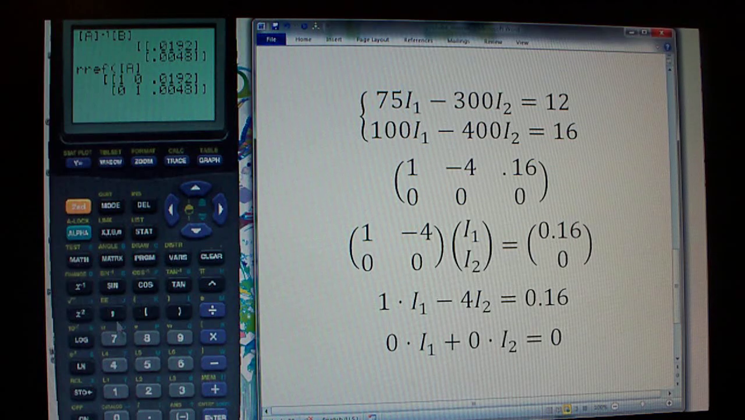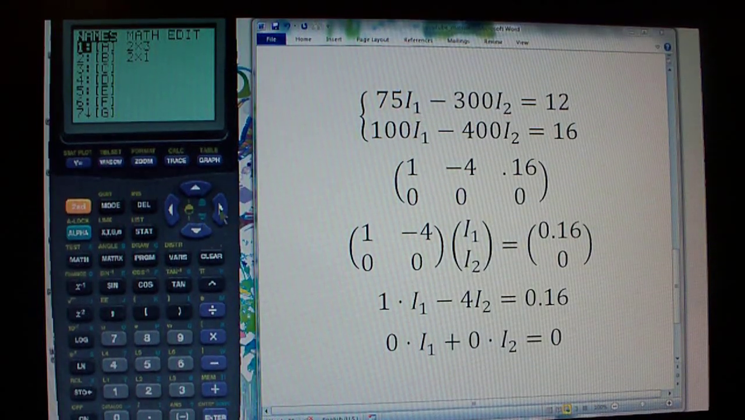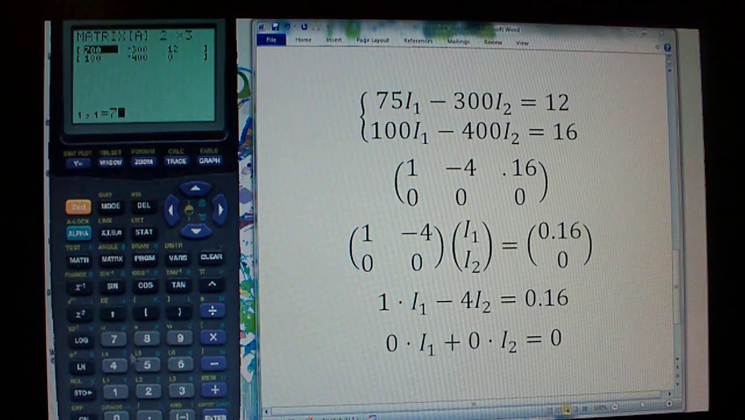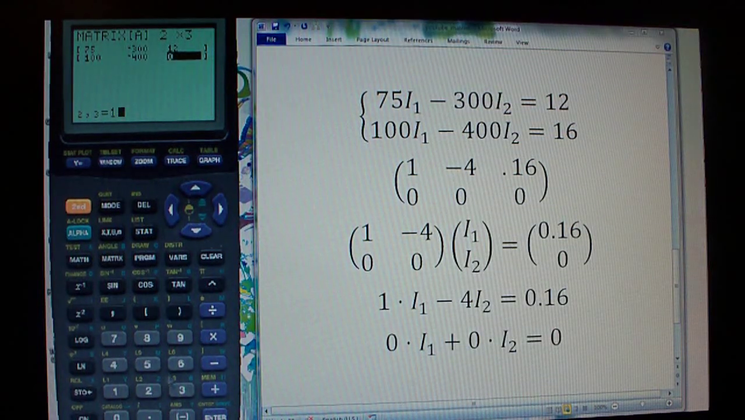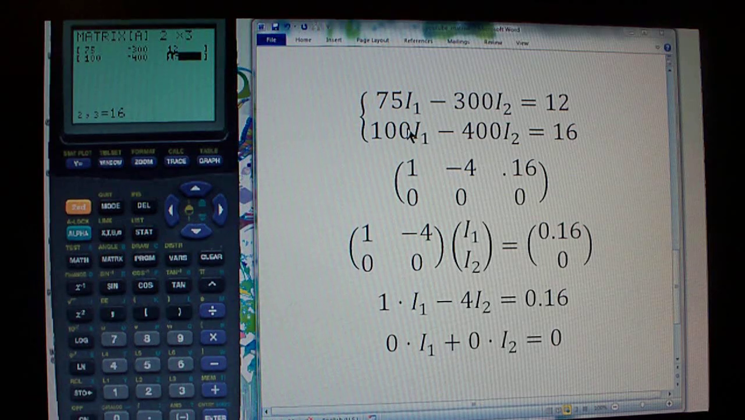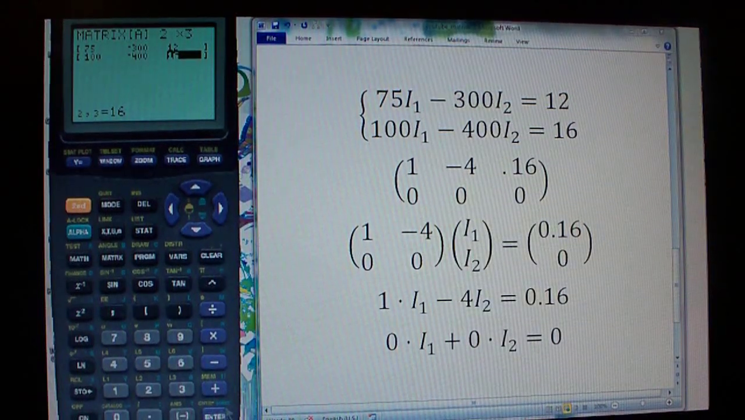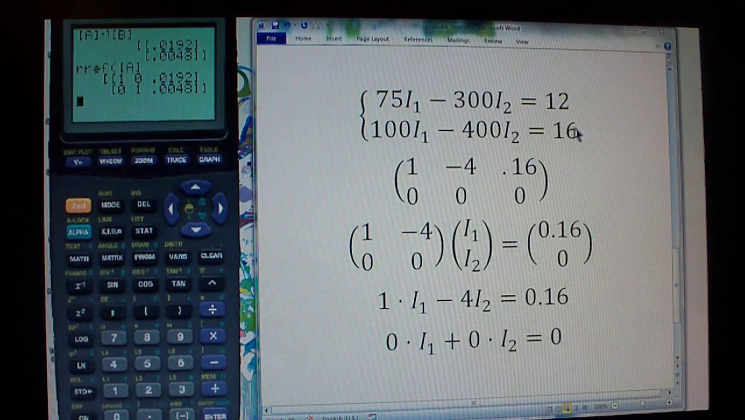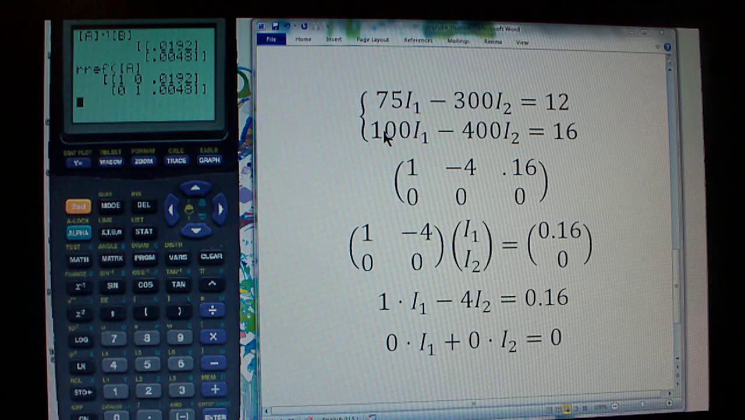So let's get the matrix ready, edit. Instead of having that 700 there, we're going to put 75. And then over here we get 16. Now, before I show you the result of the row reduced echelon form, I'll just mention that if you try to solve this by using AX equal to B, you wouldn't get an answer. I think you should try it on your own to see that that's the case.